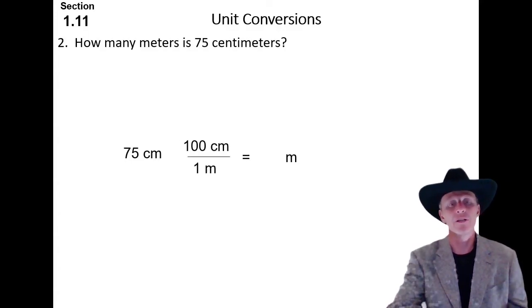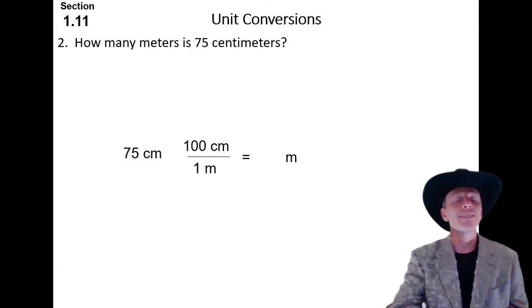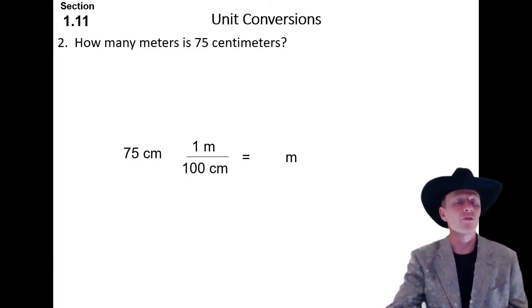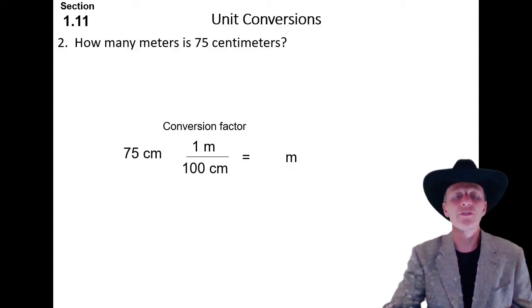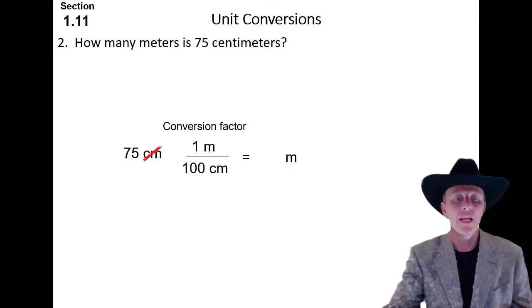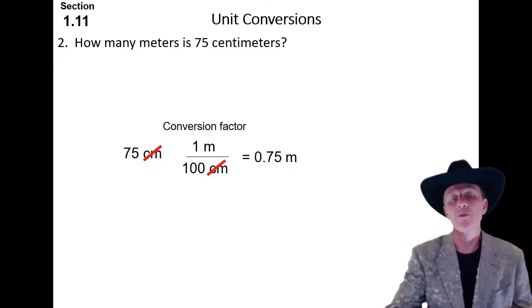Do we write it this way, or this way, or this way, or this way? Well, we want the centimeters to cross cancel. So we want the centimeters on the bottom. That will create the units to cross cancel. And that's what we want. If they cross cancel, they're gone. Take the 75 divided by 100 to get your 0.75 meters.